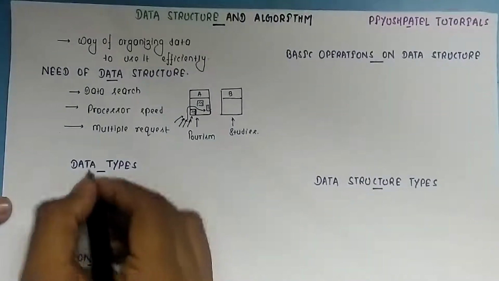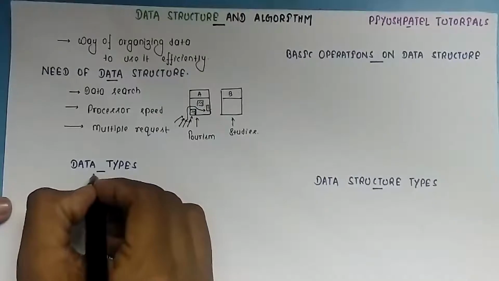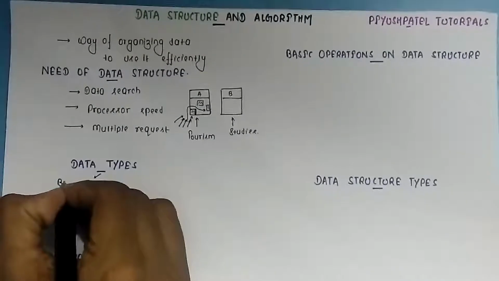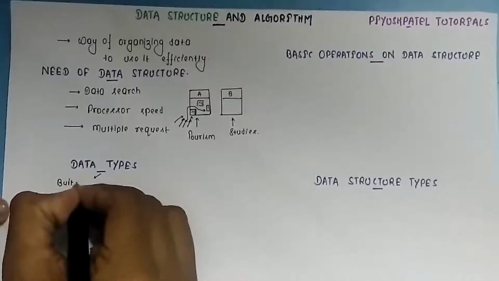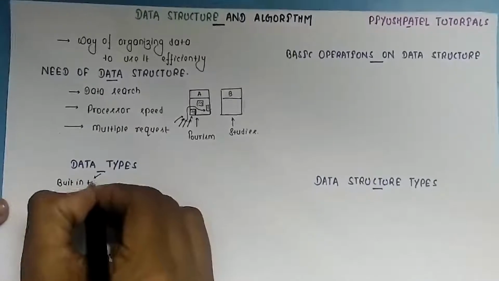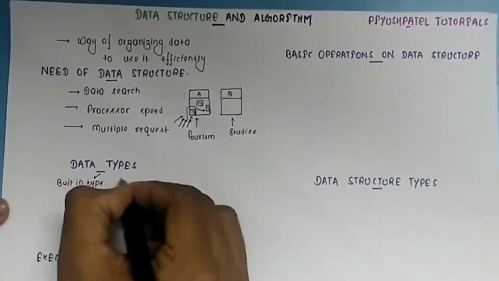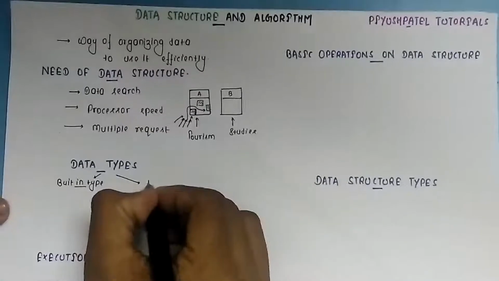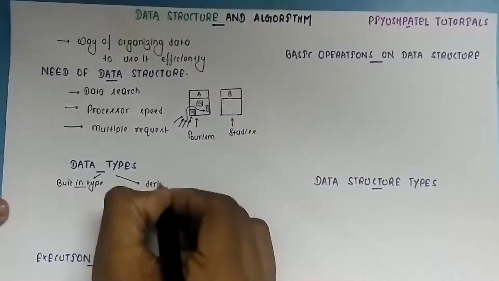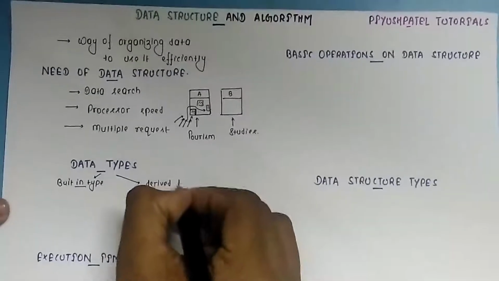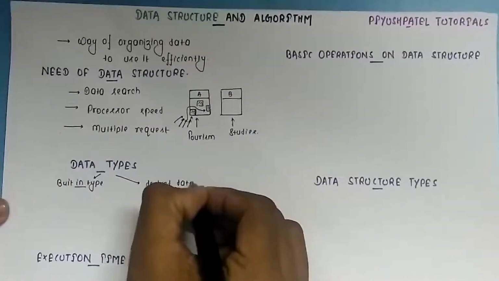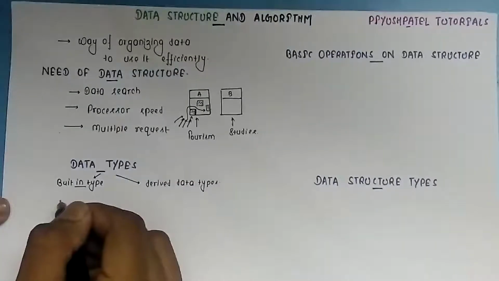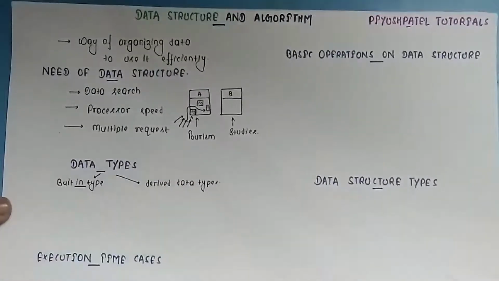So what could be the data types? Actually, the data types are of two types. The first one is built-in data types, or we can say predefined data types. These are predefined data types. And the second one is derived data types. In built-in data types, we almost know about all of them.